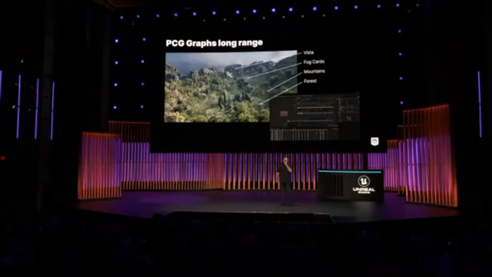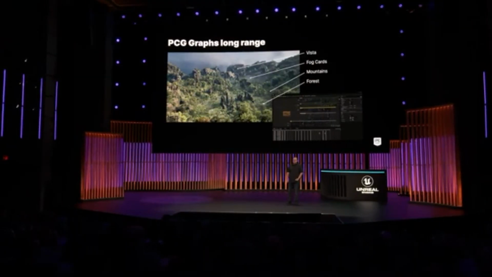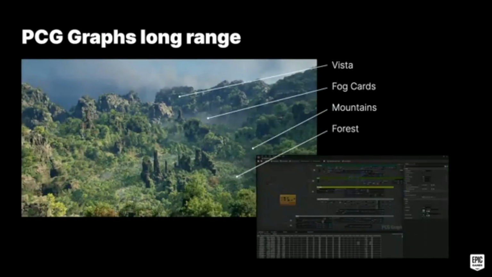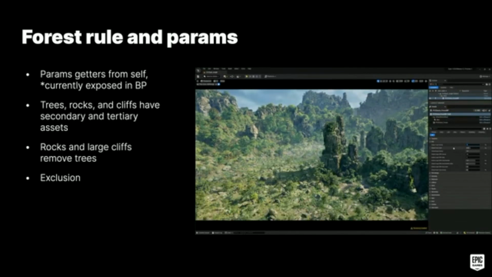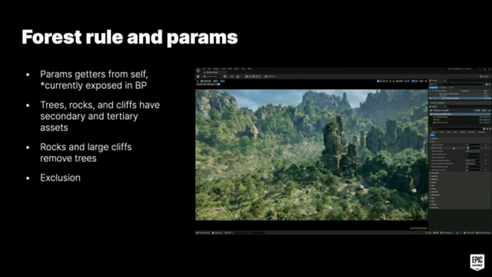Okay, let's jump onto the long range. The remaining 4 rules are the vistas, the mountain and base forest rules, and the fog cards. And pictured to the right, we have the forest graph, which supports the most interaction and customization within the demo. As you can see in this video, we've exposed a set of parameters to quickly edit the forest live. Those parameters come from variables on the blueprint with the PCG component, and then are read back within the graph.